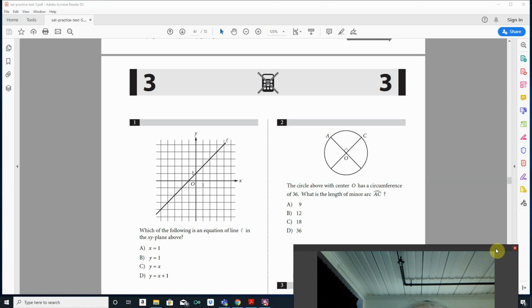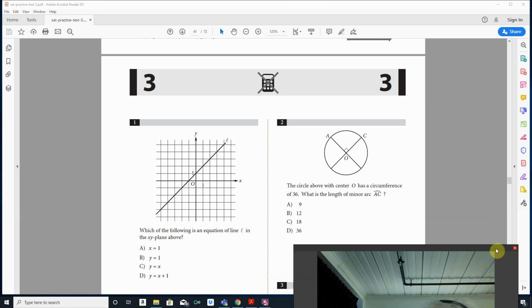Okay. Question 2. The circle above with center O has a circumference of 36. What's the length of minor arc AC? Well, fine. We know that the circumference is 36. We know that 90 is equal to 1/4 of 360. So literally it's just going to be 1/4 of 36. So it's going to be 9. So it's A.